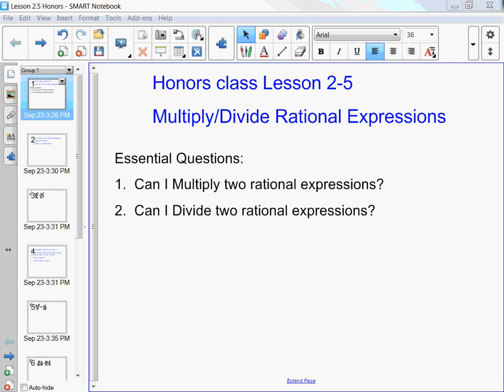Okay, this is lesson 2-5, multiplying and dividing rational expressions. I'm going to ask Mrs. Harris to turn off the video right now, or to pause the video while you guys write down this information.